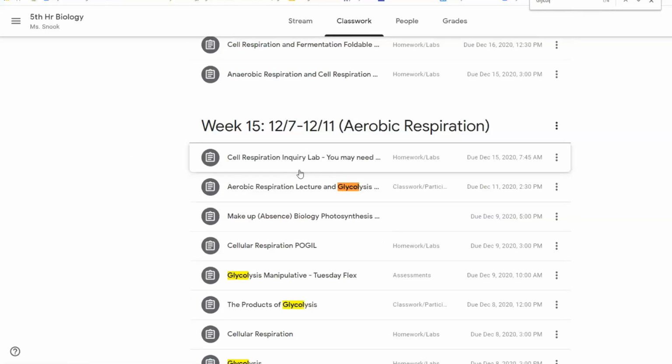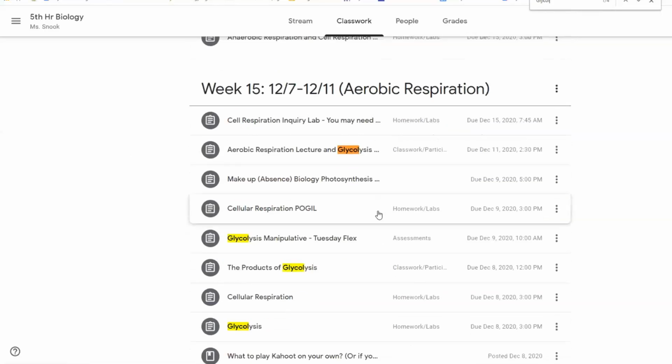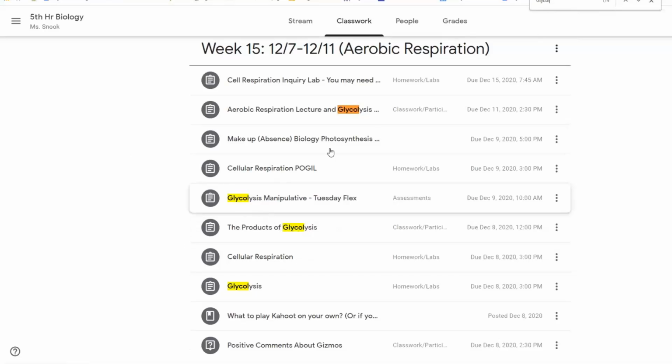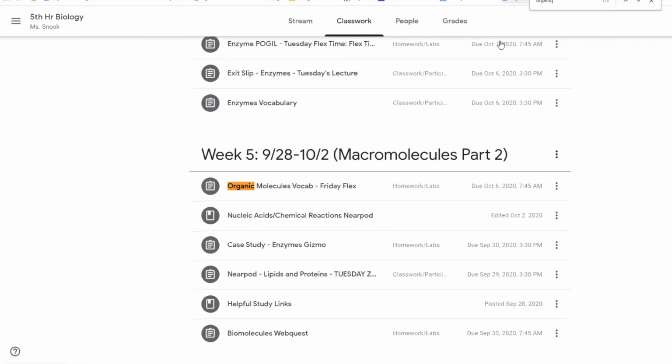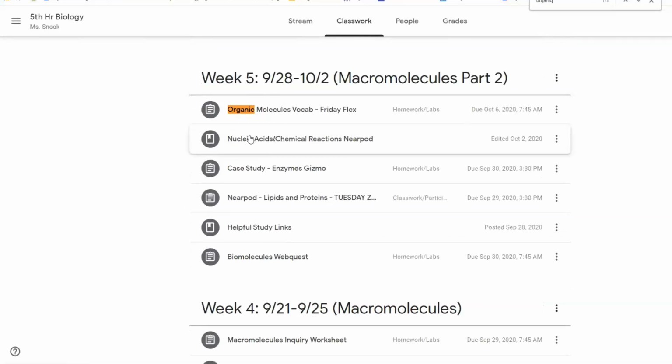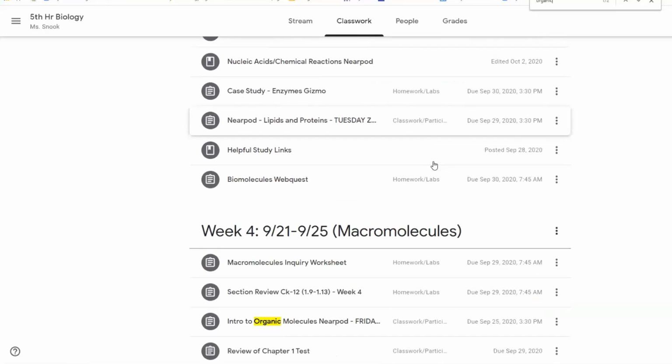So it'll bring me to that area. So here I can see week 15, we studied glycolysis. So that'll help me jump right away to the things I want to study. Or I want to study organic molecules. It jumped right to week 5. And it shows me where I study it, highlights it. So the F3 key can be really helpful in a quick search.